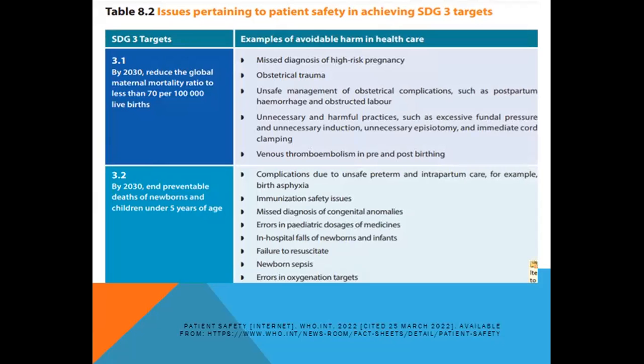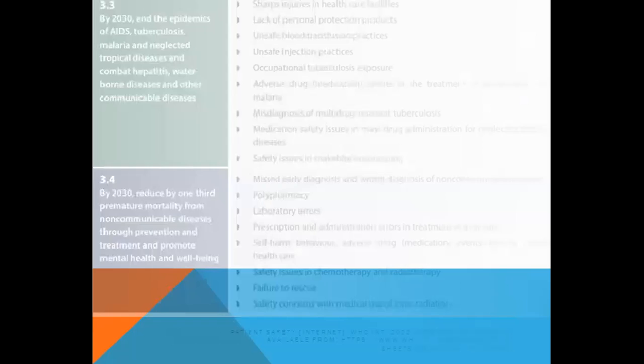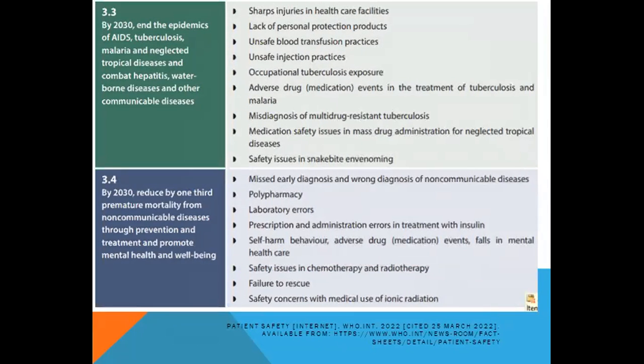For example, SDG 3.1 includes missed diagnosis of high-risk pregnancy, obstetric trauma, and unsafe management, and 3.2 includes avoidable deaths of newborns, and these include birth asphyxia, immunization safety, errors in hospital, falls of newborns, failure to resuscitate, and newborn sepsis. In the same way, 3.3, ending the epidemic of communicable diseases by 2030, also has related safety issues, including unsafe injection, occupational tuberculosis exposure, medication, and misdiagnosis of MTB. And 3.4 is reducing by one-third premature mortality from non-communicable disease. Safety issues include polypharmacy, laboratory errors, safety issues in chemotherapy and radiotherapy, and failure to rescue.